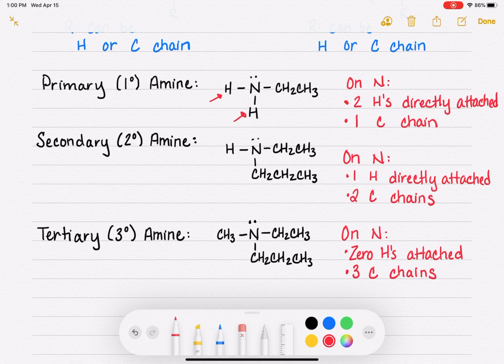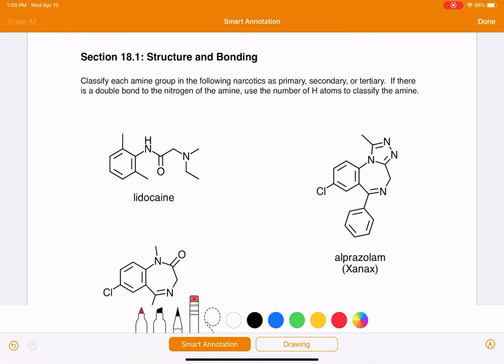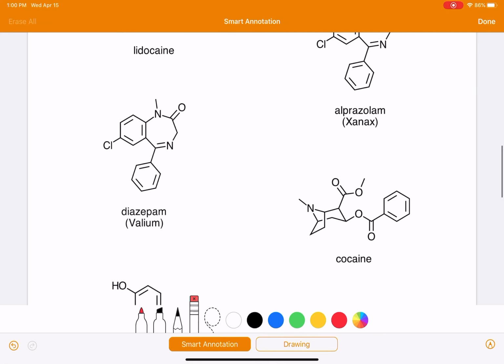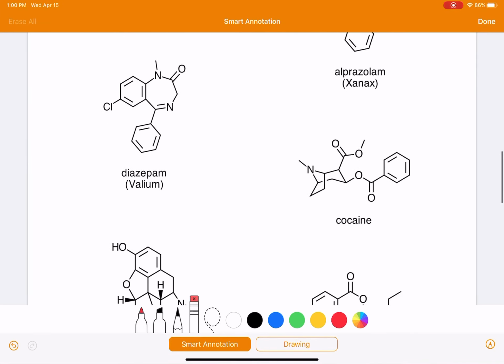So let's go to the worksheet and practice identifying amines and amides and primary, secondary, tertiary. So one of the reasons why I personally like chapter 18 is because most pharmaceuticals are amines or amides. So the molecules that we study in this chapter are very interesting to me. And here we have a bunch of molecules that contain amines and amides. And what we're going to do is go through and classify these as primary, secondary, or tertiary.